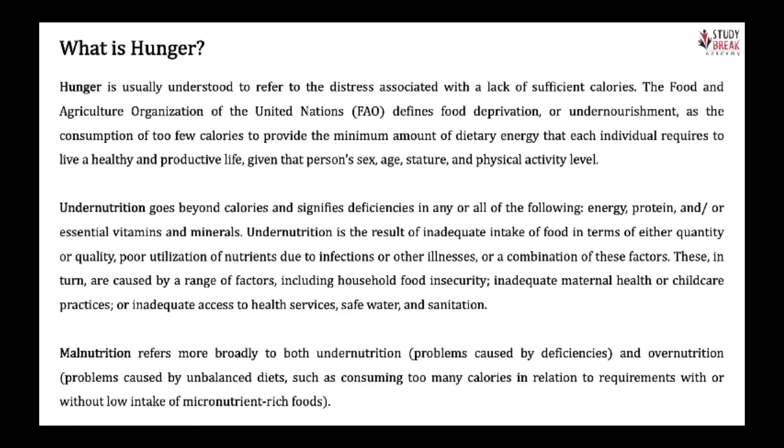The second one is chronic undernutrition. Chronic undernutrition is where a person doesn't get enough calories or energy or protein or vitamins or minerals over a long period of time. As a result of that, a child is rendered stunted. Stunting is where your height is low compared to your age.